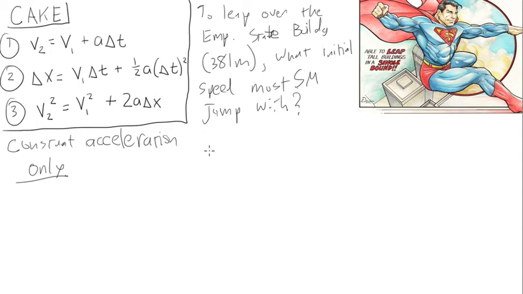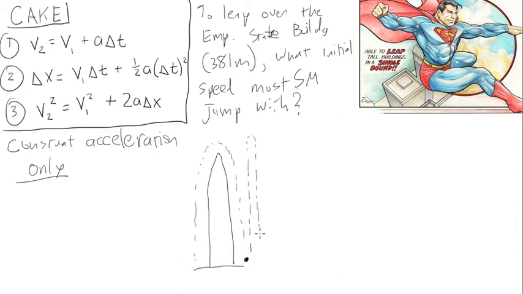So anyway, what initial speed does he have to jump with to get over the Empire State Building? It's always helpful in these problems to draw a little diagram. Here is the ground. Here is something that looks kind of like the Empire State Building. And here is Superman at the start. I'm not going to worry about whether he can get up and over horizontally. I really just want to know how fast he has to leave the ground in order to reach a height of 381 meters.